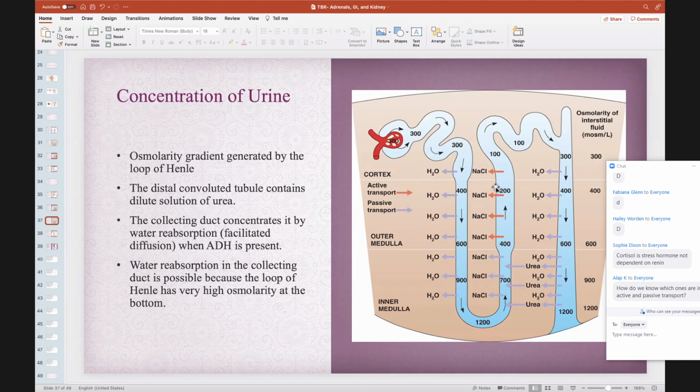Because if these were passive, they wouldn't really extract sodium chloride up to the top of the ascending limb because it's so dilute up there. Why would you take out more sodium chloride? They need the active transport to actually pull it back in.